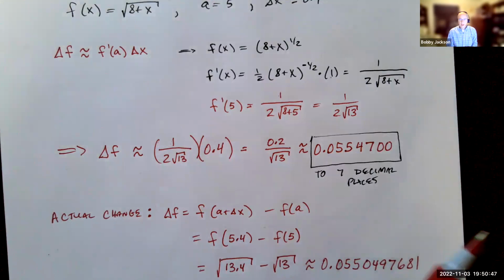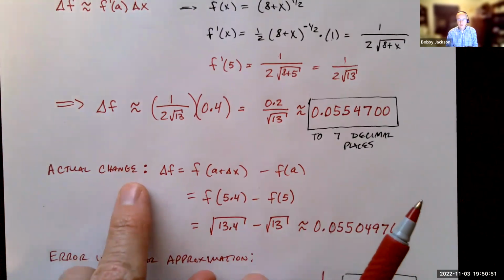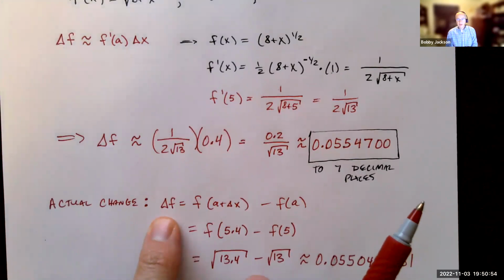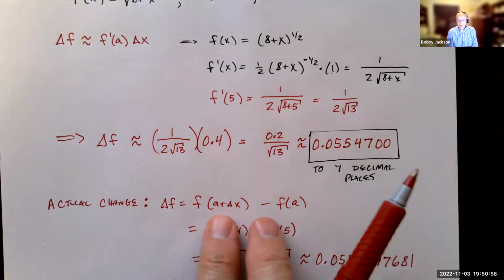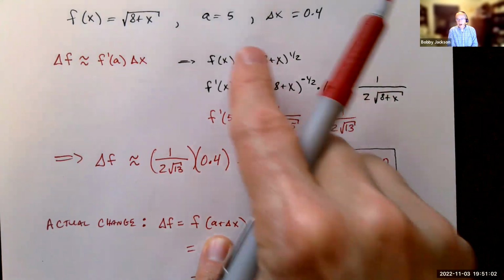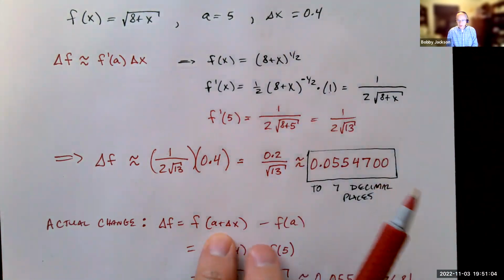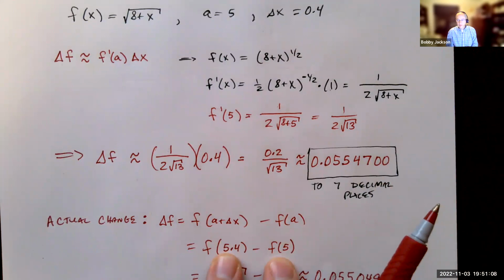Then we want to look at the error. So first of all, what is the actual change? We've estimated this change. What is the actual change? Well, we're going to use the calculator to do that. The actual change is f of a plus delta x minus f of a. Again, a is 5 and delta x is 0.4. So a plus delta x would be 5.4. So we need f of 5.4, excuse me, and then over here, f of 5.